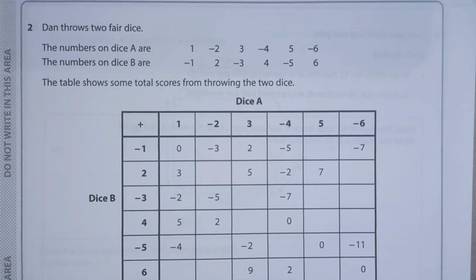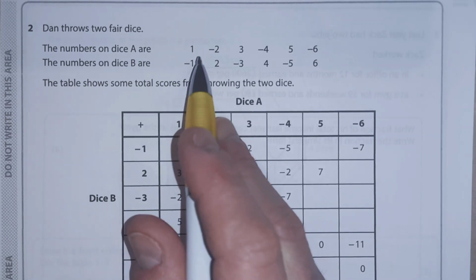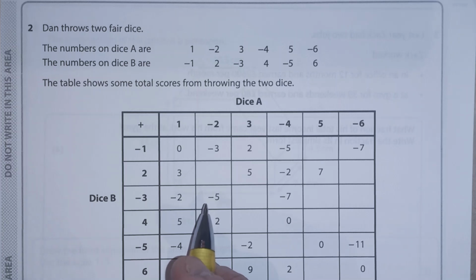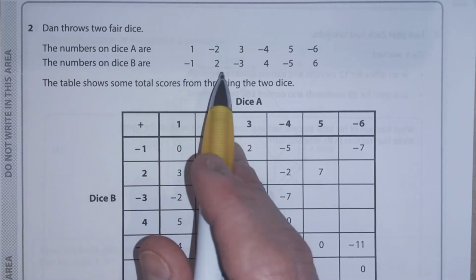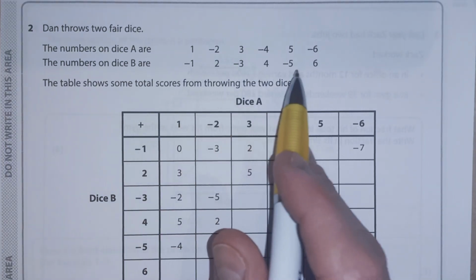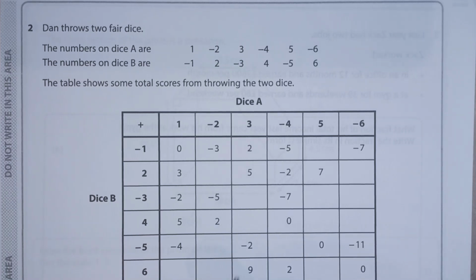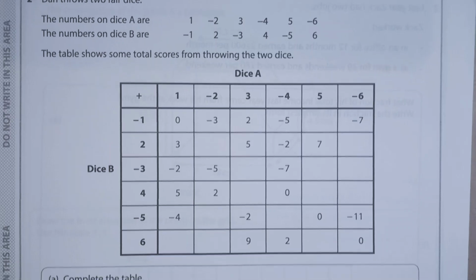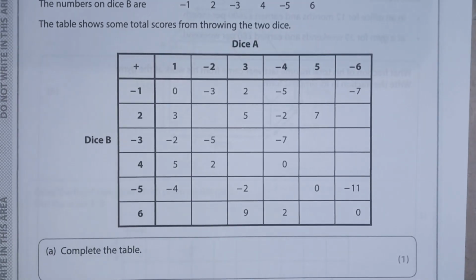Okay, question 2. Dan throws 2 fair dice. By fair dice, it means there's the same chance of landing on each of the faces. The numbers on dice A are 1, minus 2, 3, minus 4, 5, and minus 6. So it's not a standard dice. And the numbers on dice B are minus 1, 2, minus 3, 4, minus 5, and 6. The table shows some total scores from throwing the 2 dice. Here we go. And the first part of the question is to complete the table.